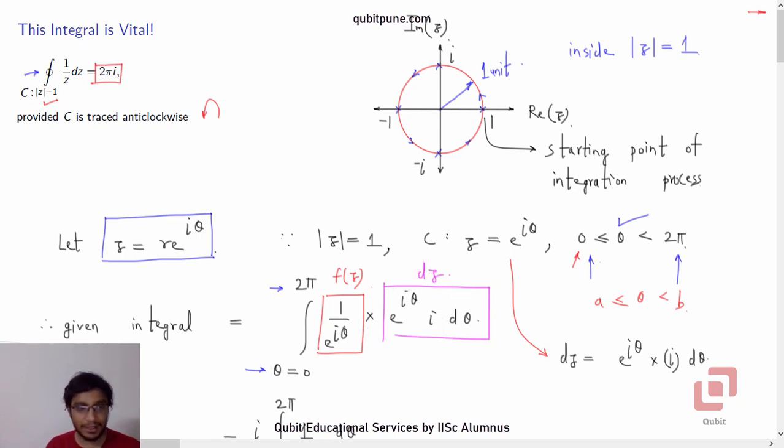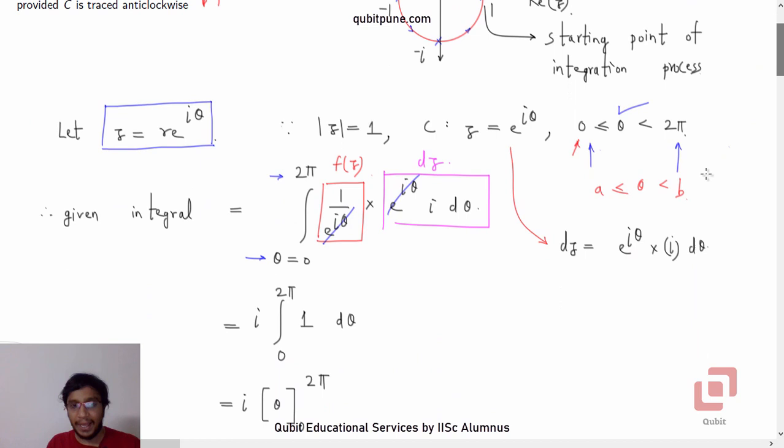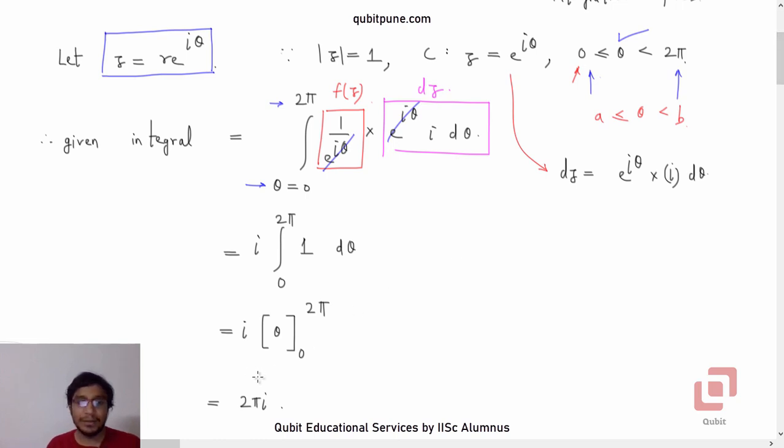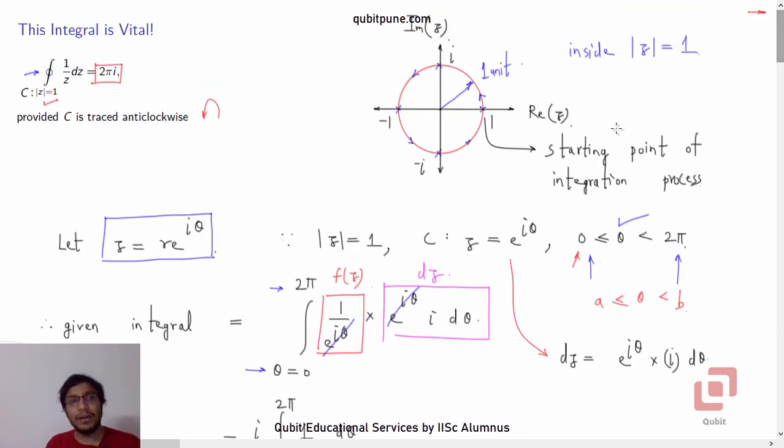Now you can cancel e to the power I theta, which will give you the integrand as I. Take it outside. You have 1 whose integral with respect to theta is theta. Put the limits. The integral's value is 2 pi times I. Now you can also get this integral by other methods, including Cauchy's integral formula, but we will talk about that in a later session.